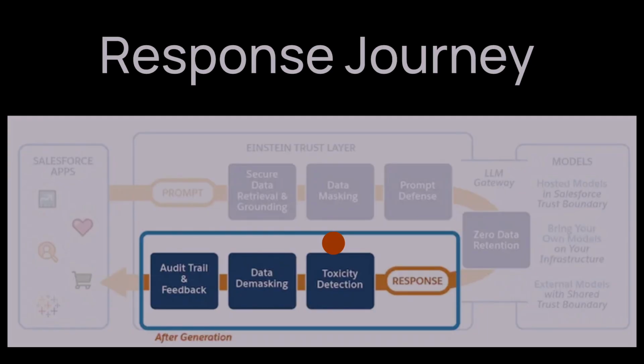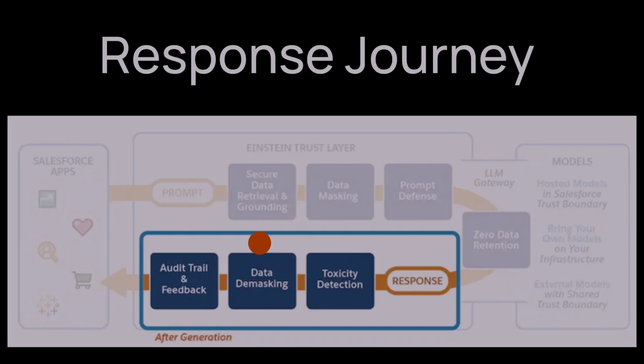Now, after the response has been generated by the LLM model, the response goes through a variety of steps as part of the response journey, or after generation phase. First one is toxicity detection, where the response is scanned for any type of toxic words. The detection process includes a toxicity confidence score, which reflects the probability of any harmful or inappropriate content in the response. Then comes data demasking.